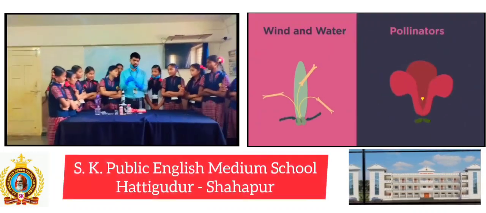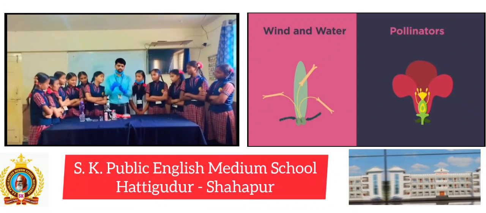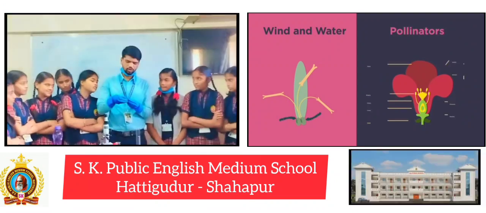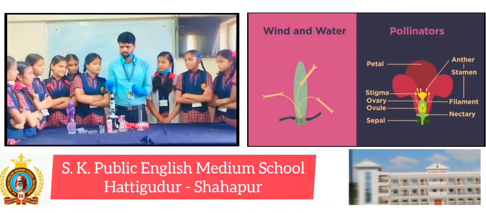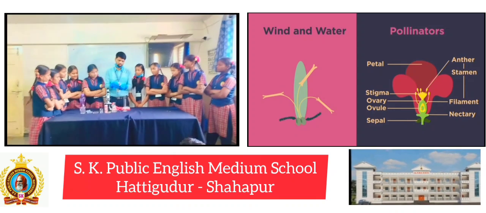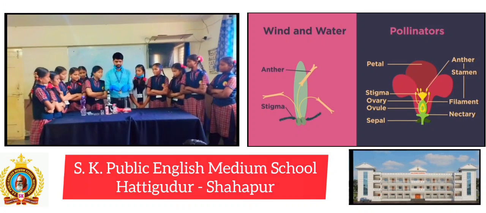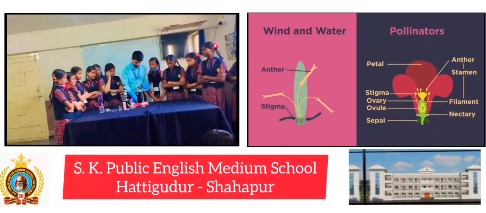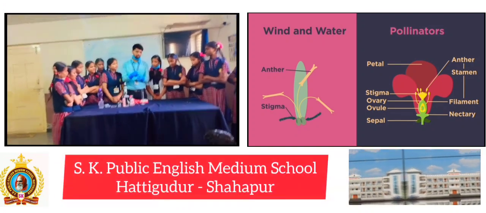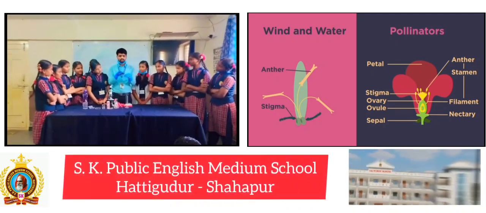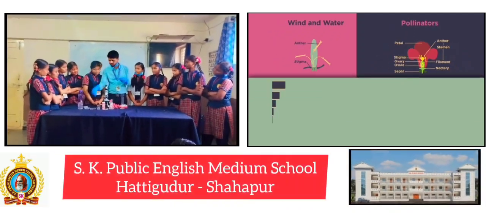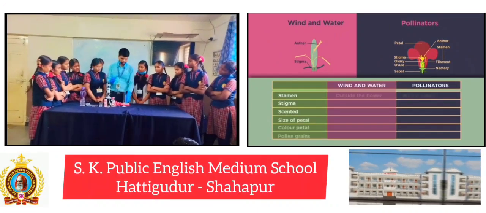For practical observation, a fresh hibiscus flower was selected due to its large size and clearly visible reproductive parts. The teacher demonstrated the correct method of dissecting the flower carefully using laboratory tools. Students observed the external parts of the flower, including sepals and petals, before moving on to the internal reproductive structures.